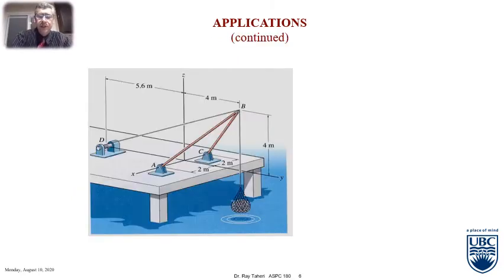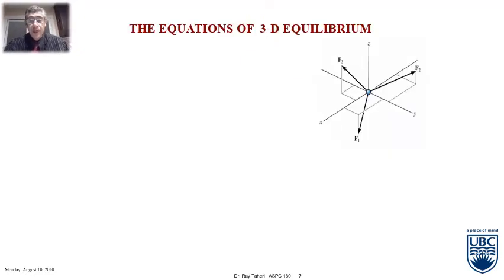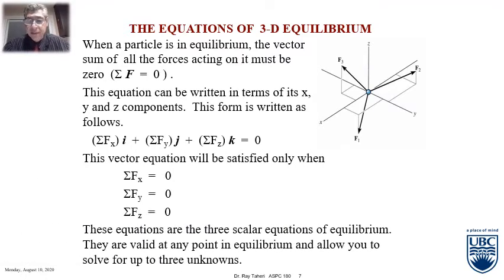Another example here, this is in a jetty and you have a net full of fish. In this case, you want to know what the forces are here in this tree. So you have the weight of this, then you have three unknowns, the forces here and here and here, and you can calculate that simply. Writing the equations of equilibrium again for a particle, you write the sum of forces on x, y, z equals zero, and you get the desired unknowns.